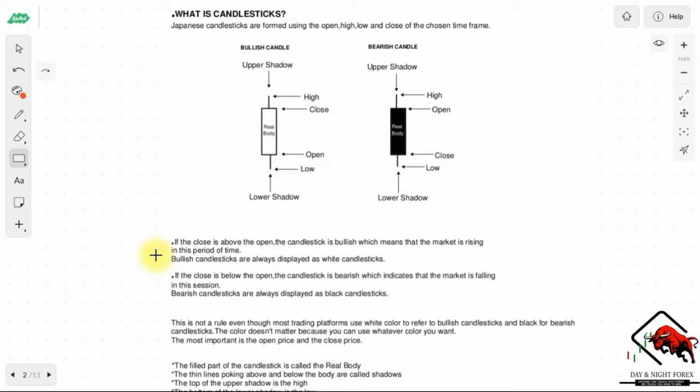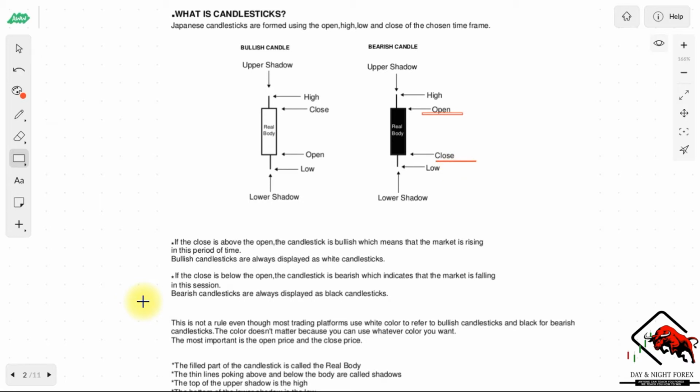If the close is above the open, the candlestick is bullish, which means the market is rising in this period of time. Bullish candlesticks are always displayed as white candles, unless you change it around. As I said, it depends on the colors you have set your candles to be, but the basic color code for a bullish candle is white. If the close is below the open, that means this candlestick is bearish, and the market is falling in this session. It started right here, so when it opened, the price was as high as this, but then it ended up closing lower than that. Bearish candlesticks are always displayed as black candlesticks.